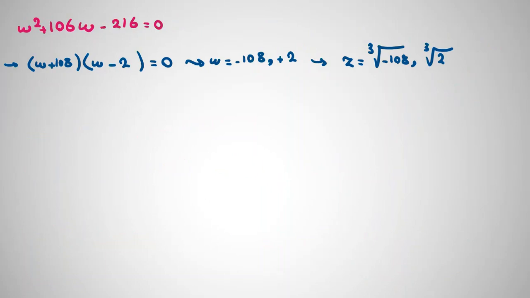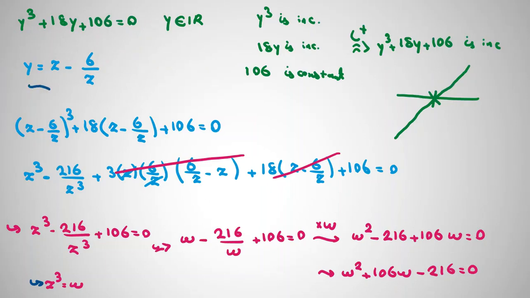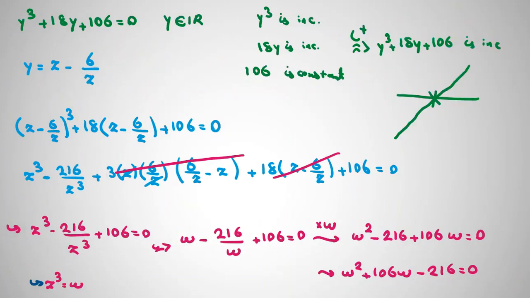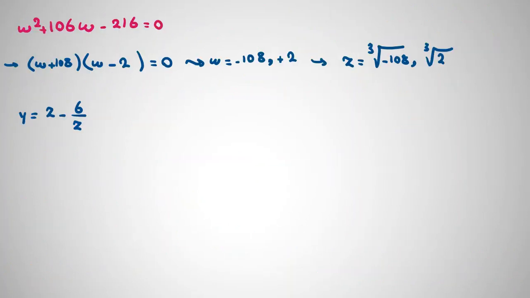Now Z is that. Y is what? Y equals Z minus 6 over Z. Okay, this worked. Now we have two values for Z. We want to see what Y will be for these two values. For these two values, Y will be the same.